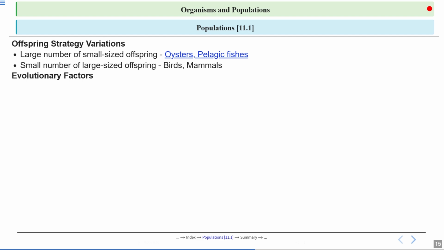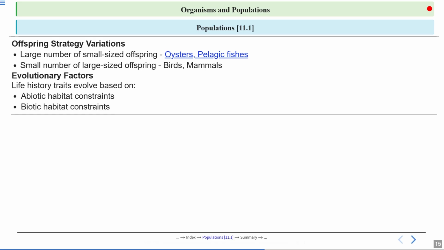Now, what are the evolutionary factors that influence these reproductive strategies? Life history traits evolve based on abiotic habitat constraints and biotic habitat constraints. Abiotic constraints include non-living environmental factors like temperature, water availability, and habitat space. And biotic constraints involve interactions with other living organisms such as competition, predation, and symbiotic relationships. Together, these factors influence the evolution of reproductive strategies in different species.